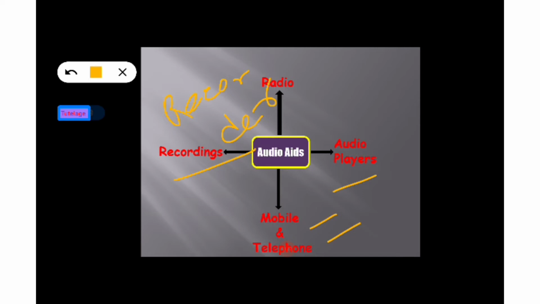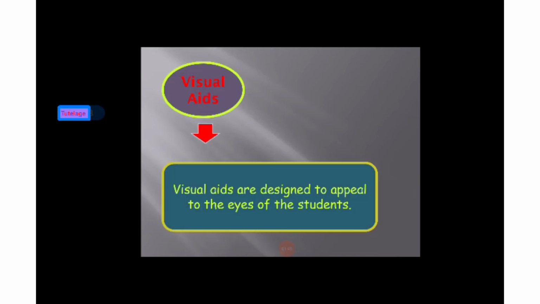So now move on to the next teaching aid, the next most important teaching aid, that is the visual aids. Okay, so what are visual aids? Visual aids are designed to appeal to the eyes of the students. I think this is very easy. We are now going to the examples of the visual aids. So let's move on to the slide.